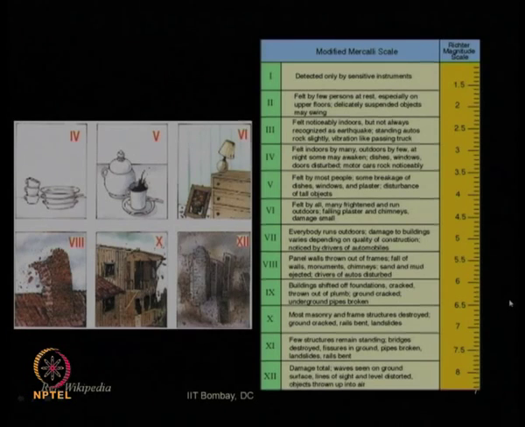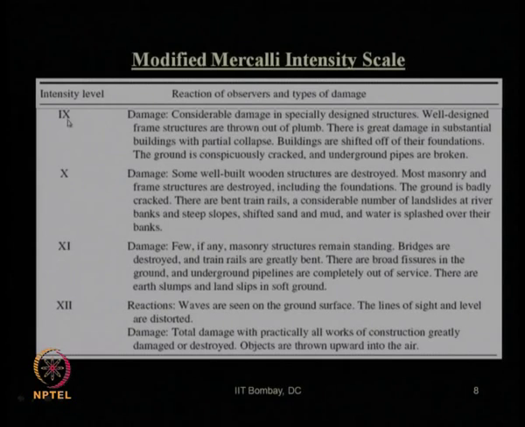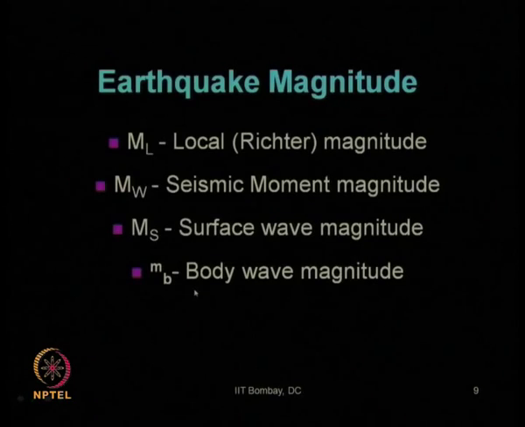Then we saw how the MMI intensity level is actually reported after an earthquake, looking at the various damage levels and the reactions of the observers. Then we discussed the four major scales of earthquake magnitude, which are quantitative in nature: ML, the local magnitude scale or Richter magnitude scale; MW, the seismic moment magnitude scale; MS, the surface wave magnitude scale; and MB, the body wave magnitude scale.